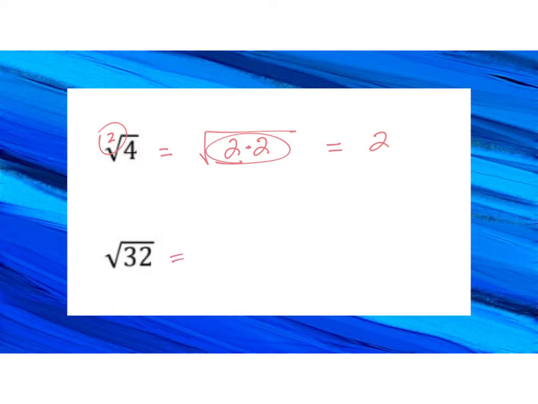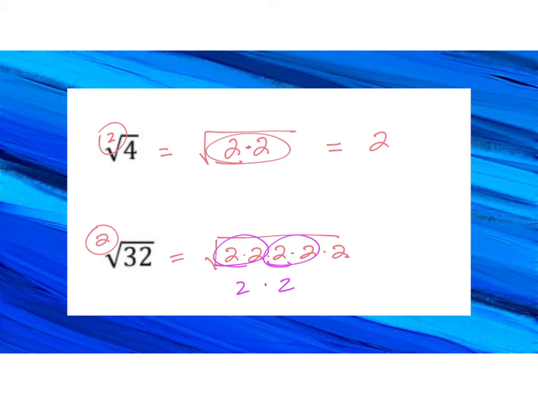But now let's look at this one. The prime factorization of 32 is 2 times 2 times 2 times 2 times 2. The index we're using is 2, so I'm going to circle groups of 2. So my groups of 2 are 1, 2. So 2 times 2 is what we're pulling out, but this guy is left over. So that one is going to stay under a radical, and then on the outside we're going to have 2 times 2, which is 4.